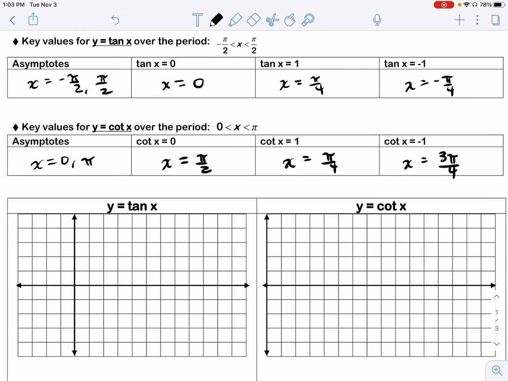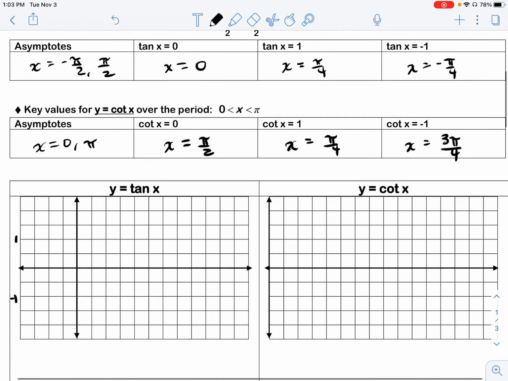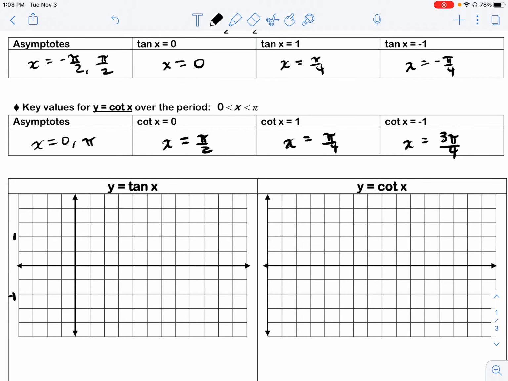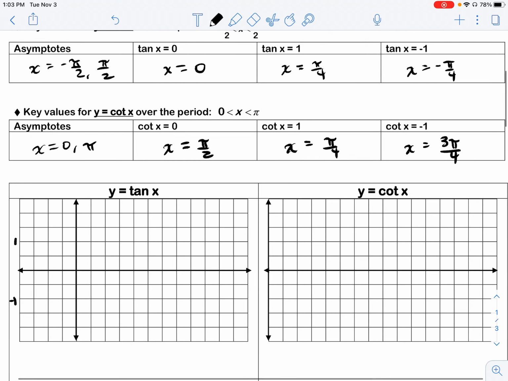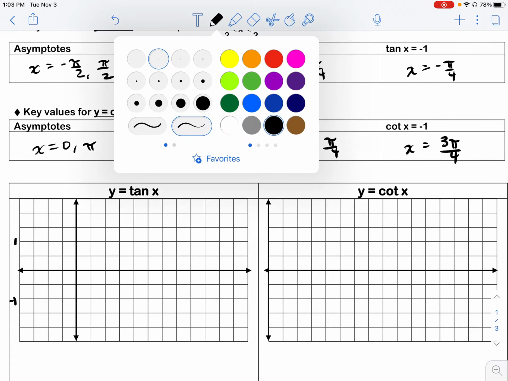Now again, our maximum and minimum values, unlike sine and cosine, are not 1 and negative 1, but they are still good markers that I want to have labeled on my y-axis. For my x values, I see that we have vertical asymptotes occurring at negative pi over 2 and pi over 2, and they're going to continue to happen every pi radians apart. So let's go ahead and just jot that for now.